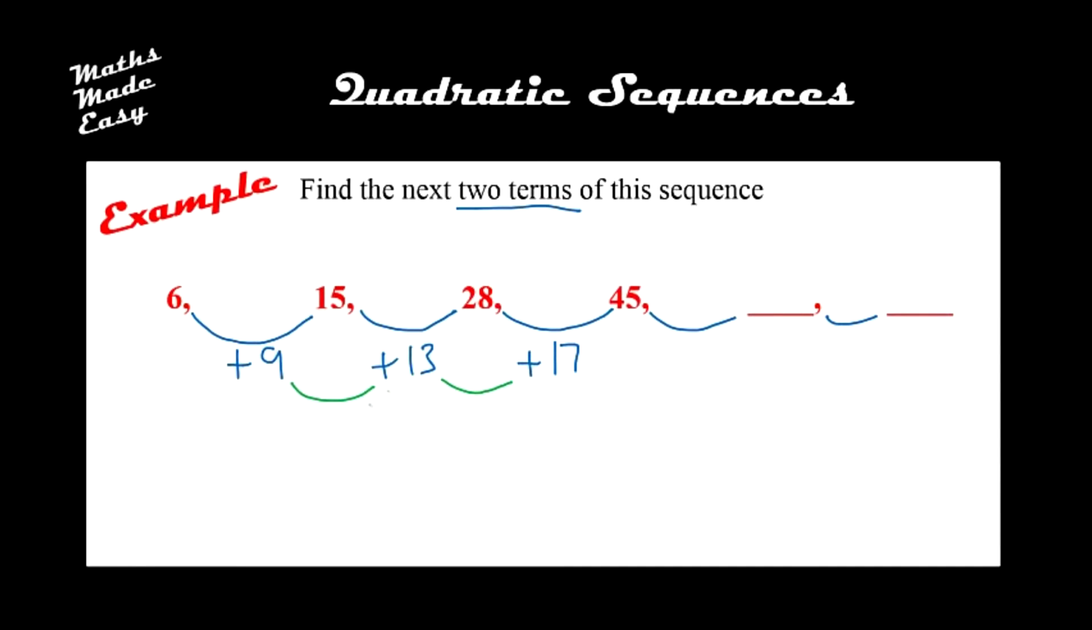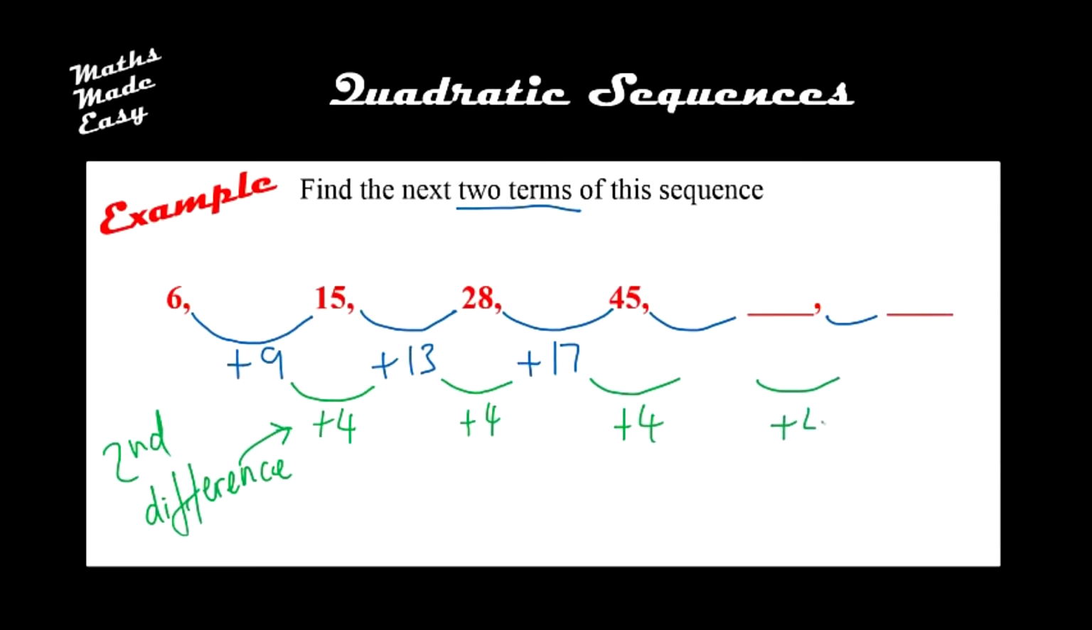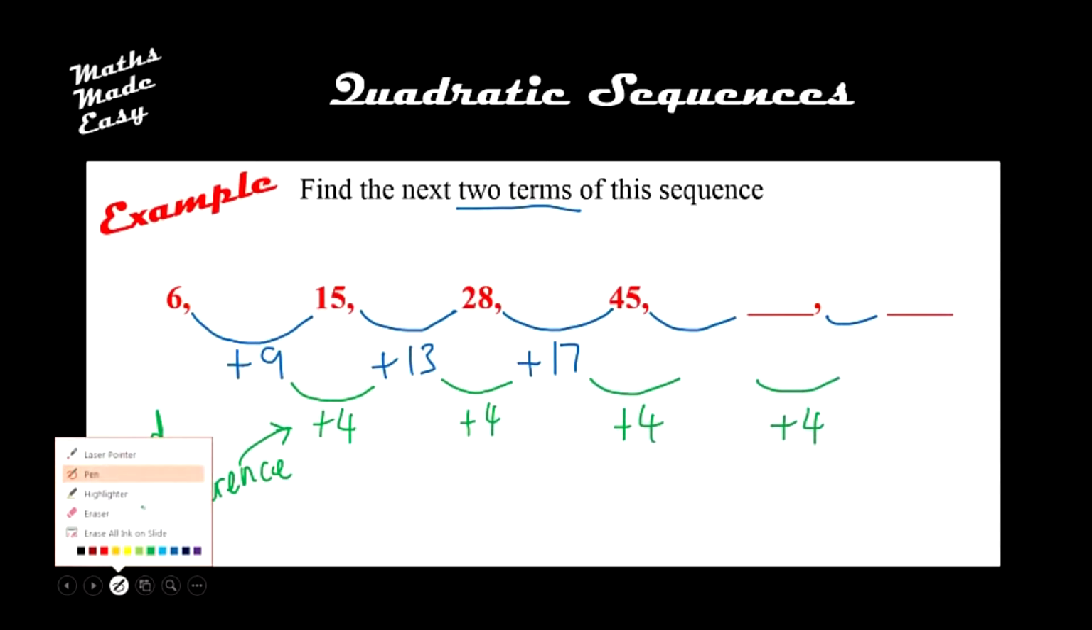So to get from 9 to 13, you add on 4. To get from 13 to 17, you add on 4. Now you'll notice that with a quadratic sequence, the second difference forms a repeating pattern. So it's add 4 every time. So I can add in more of these second differences, add 4, and add 4. And this will help me complete my sequence.